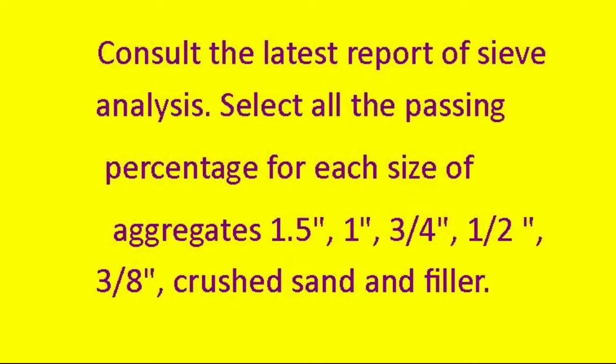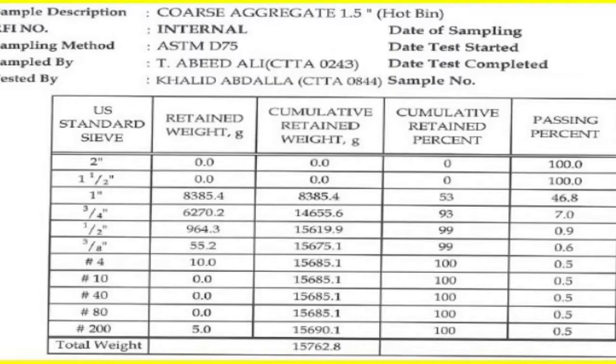Select all the passing percentages for each size of aggregate: 1.5 inch, 1 inch, 3/4 inch, half inch, 3/8 inch, crushed sand, and filler. Consult the sieve analysis reports. For example, here for 1.5 inch, select the passing percentage from here.